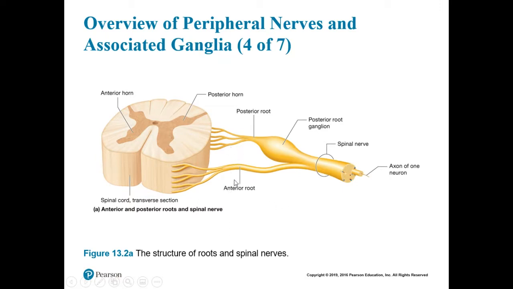So we have a front and back here, two divisions, two branches of this spinal nerve. One is the anterior root. This is literally in the front, if you will, facing the front of the body. And then this is the posterior. This is facing the back of the body. So dorsal or posterior, and then ventral or anterior.